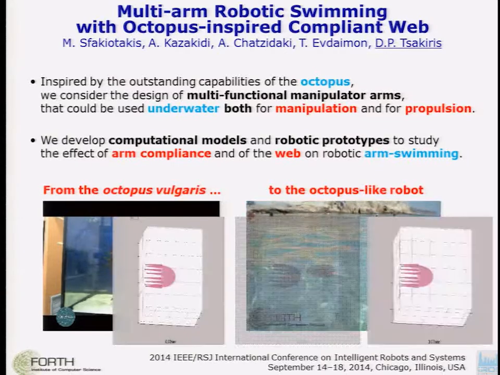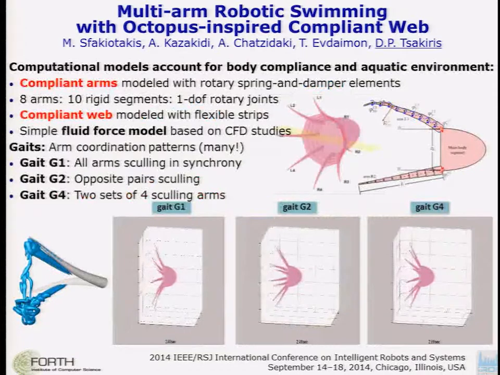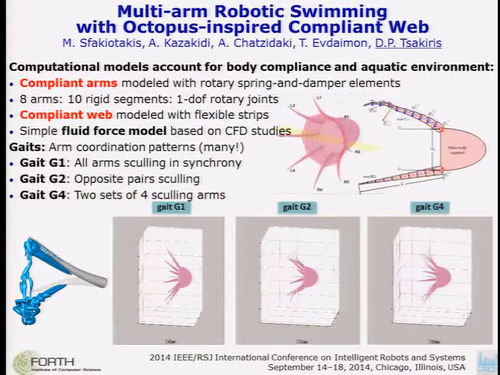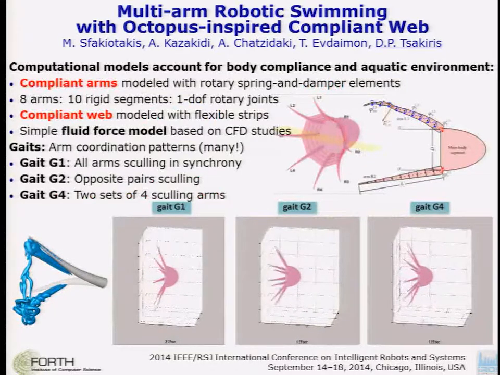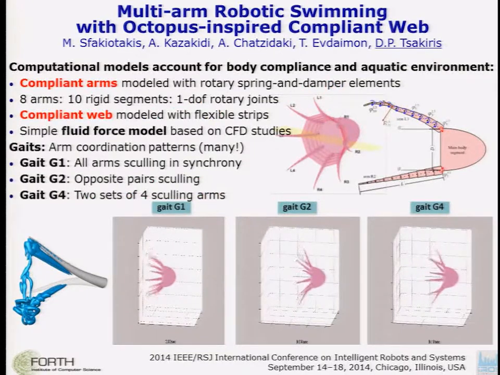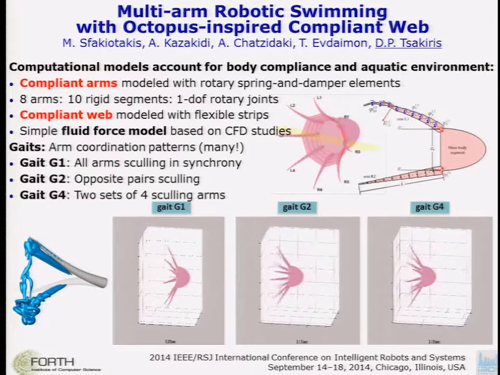We have developed computational models that account for body compliance and for the interaction with the aquatic environment. We use them for studying the effect of motion parameters on the propulsion of the system. Also, we studied several patterns of coordination of the arms, as you see in the videos, which we call gaits. These computational studies assisted our design of robotic prototypes and predicted satisfactorily the characteristics of their behavior.